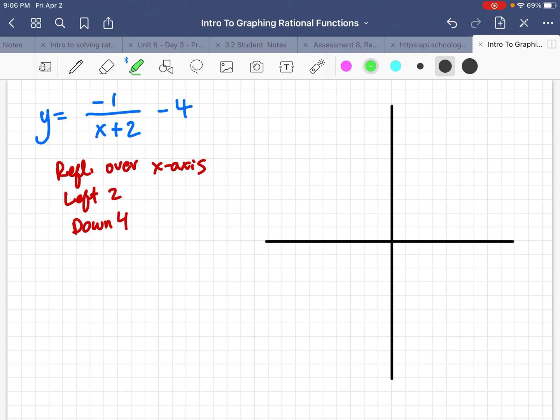Now, this piece right here, remember, is a super important piece. This is telling you your domain. This is telling you what your restricted values are. So remember that x cannot be negative 2. That is a bad thing because that would create a 0 in the denominator. So it also tells you your vertical asymptote is at negative 2. So move left 2, down 4.